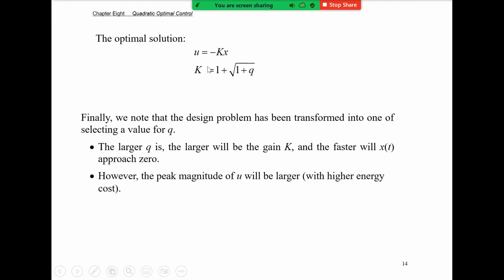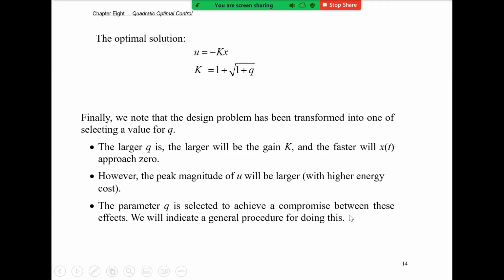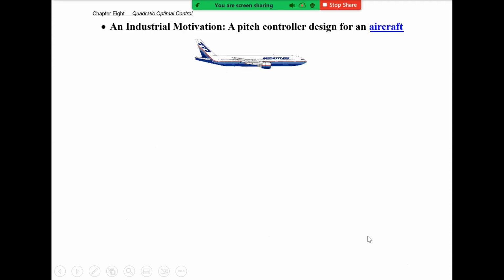However, a much bigger K will give you a larger value of u. Then of course, if we have a smaller Q, we'll have a smaller K. The parameter is selected to achieve a compromise between those efforts. Later we're going to discuss more on how we design those Q.